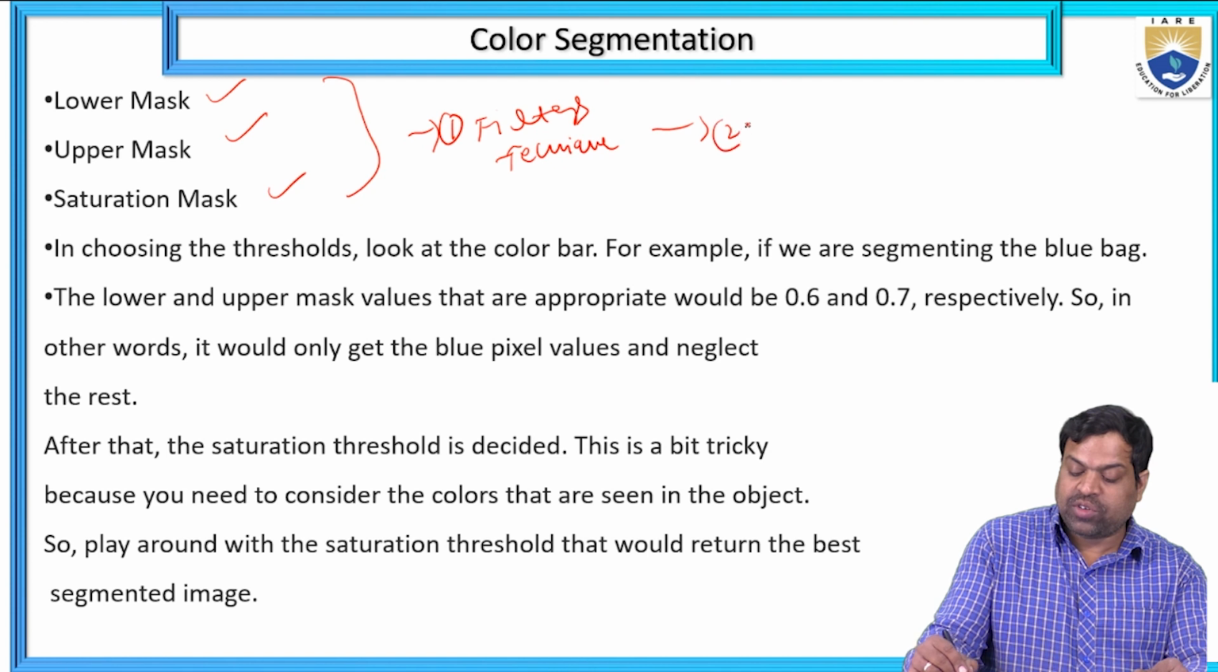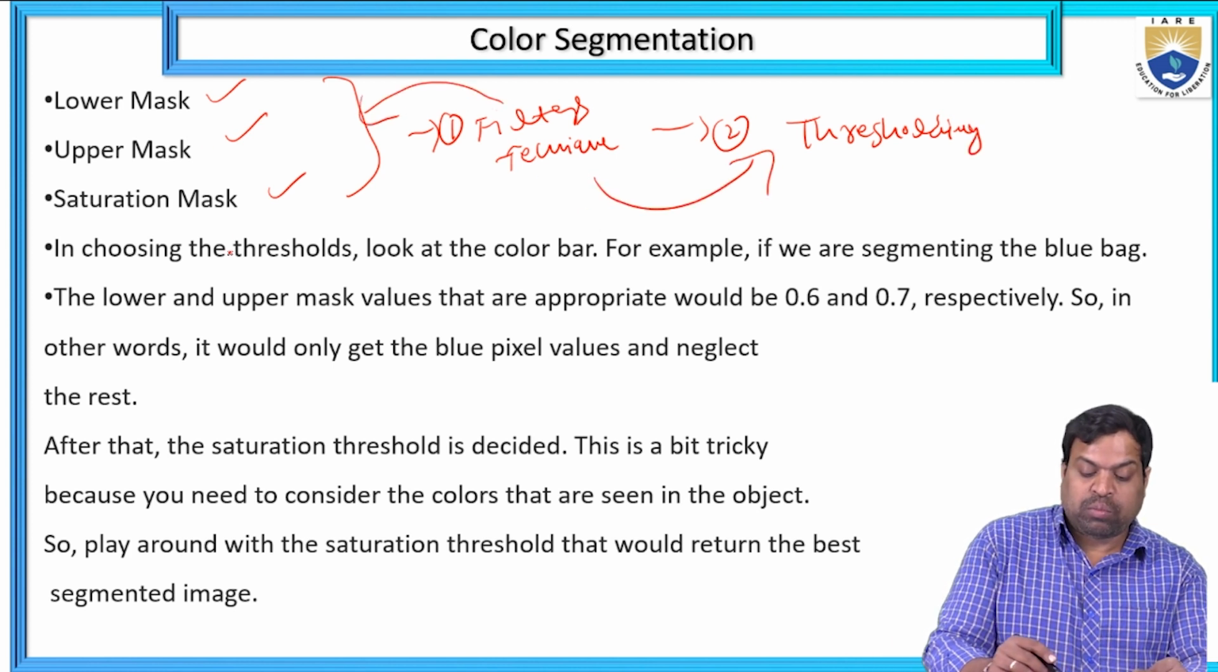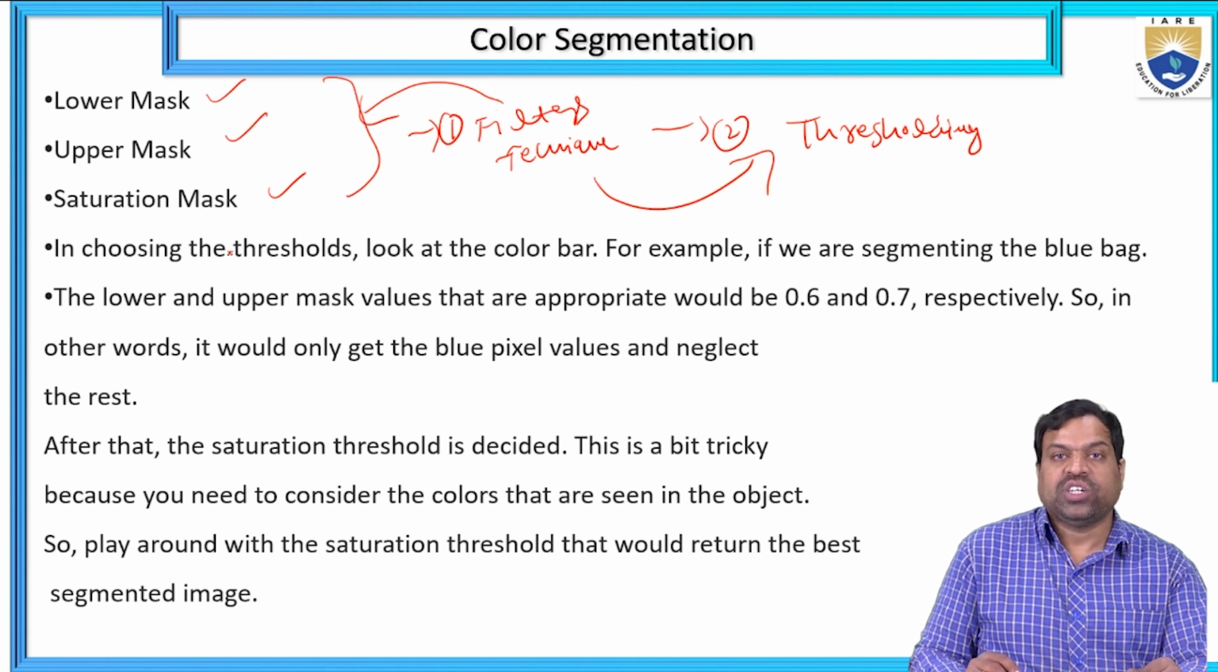So after that, what do we have to do? After that, we have to go for the thresholding. So after the filter, then thresholding. Filters are nothing but masks: lower mask, upper mask, saturation mask.